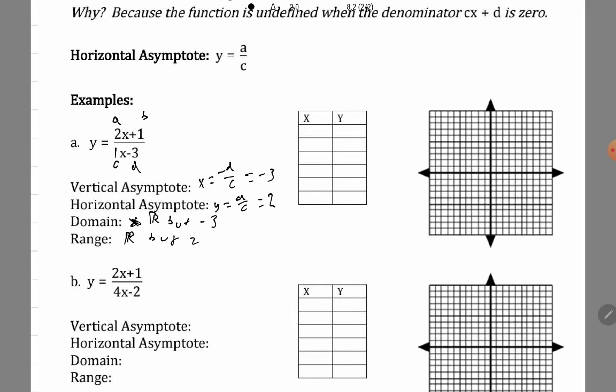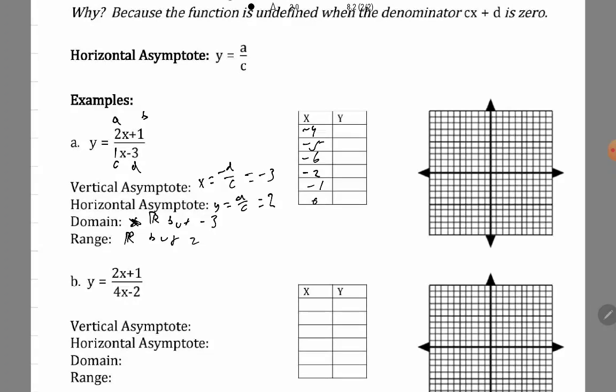Okay, then we just start plugging in things around our vertical asymptote. Think of it as our h value, but it's around our vertical asymptote now. So we're at negative 3. Here we go. Plugging in values around our vertical asymptote, which is negative 3. So I'm going to put in negative 4, negative 5, negative 6. And then on the right side of negative 3 is negative 2, negative 1, 0.